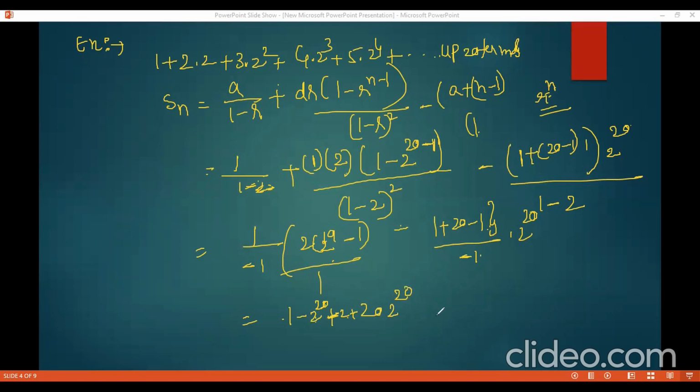Okay. What do we get now? So 2 to the power of 20 minus 2 to the power of 20 plus 1. How much will we get? So this is 19 into 2 to the power of 20 plus 1. Yes, so this will be the final answer. Got it?